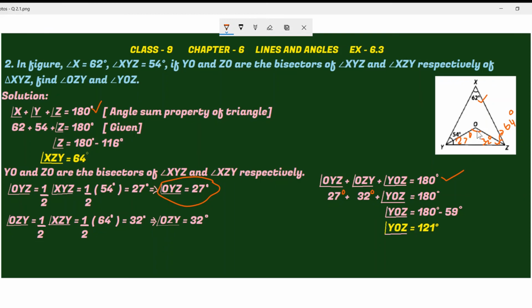This angle is 121 degrees. So we have found angle XZY and angle YOZ. That's it. Thank you.